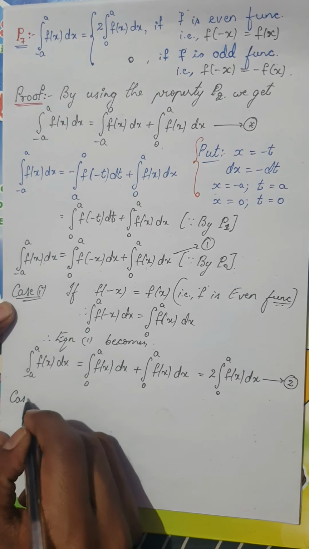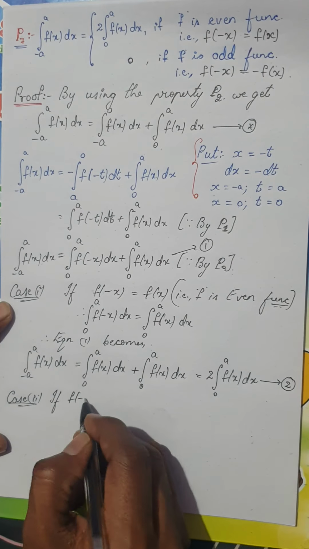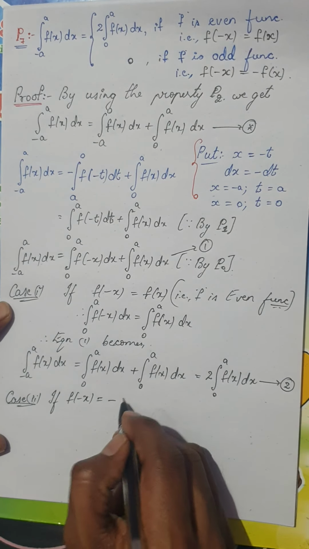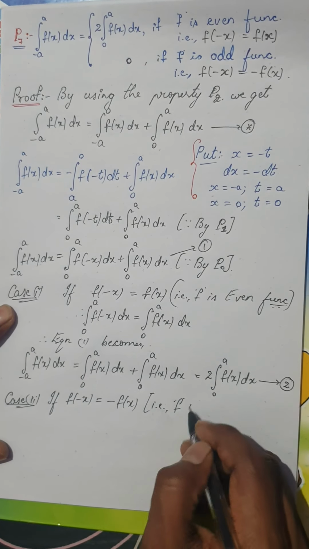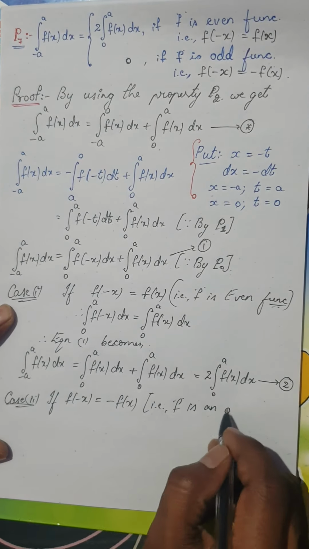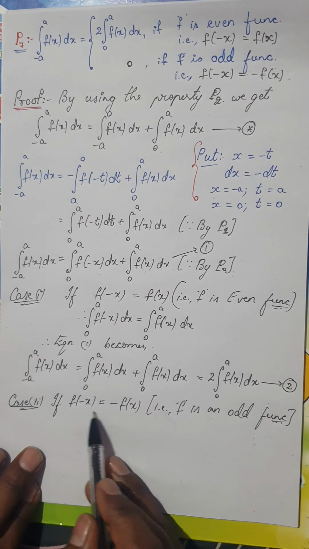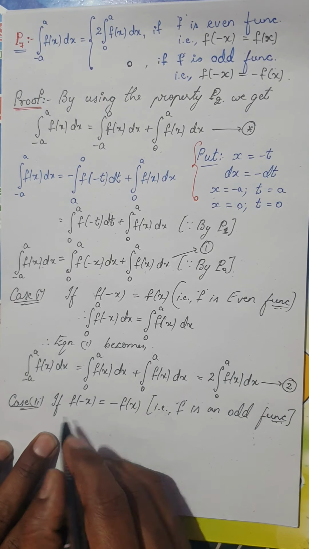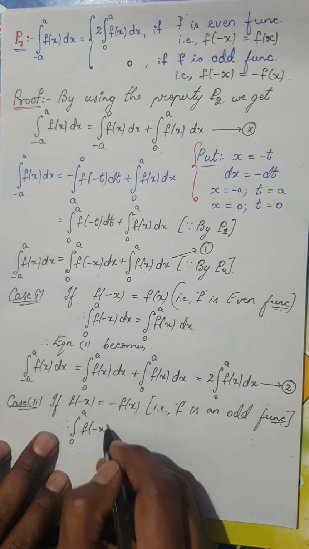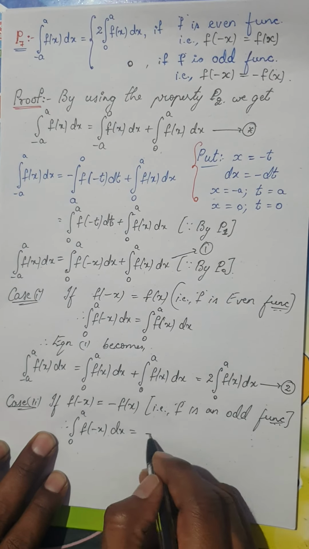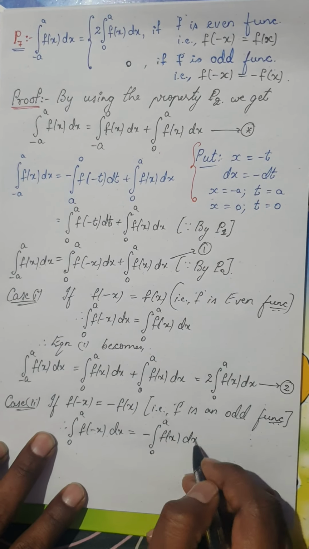Let me consider the second case. Case 2 goes like this: if f of minus x is nothing but minus of f of x, what does that mean? That means f is an odd function. So when f is an odd function, f of minus x would be the same as minus of f of x. Therefore, if you take the integral from 0 to a of f of minus x dx, remember this will be minus of the integral from 0 to a of f of x dx.